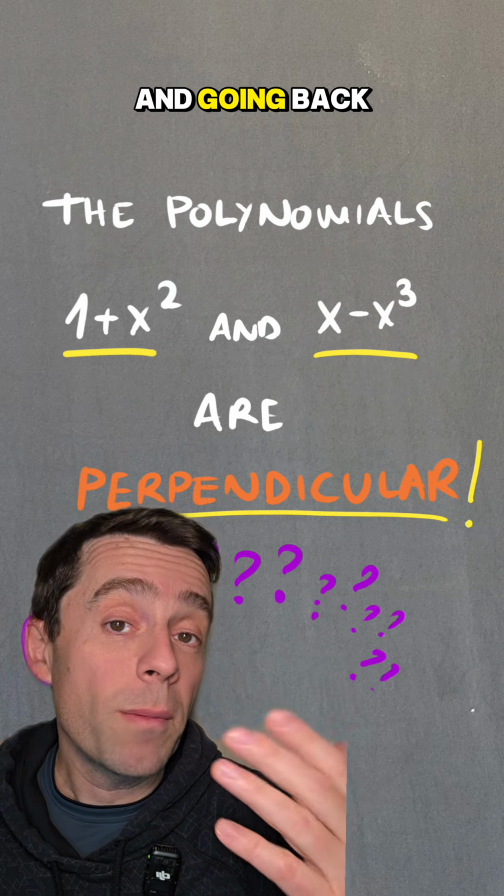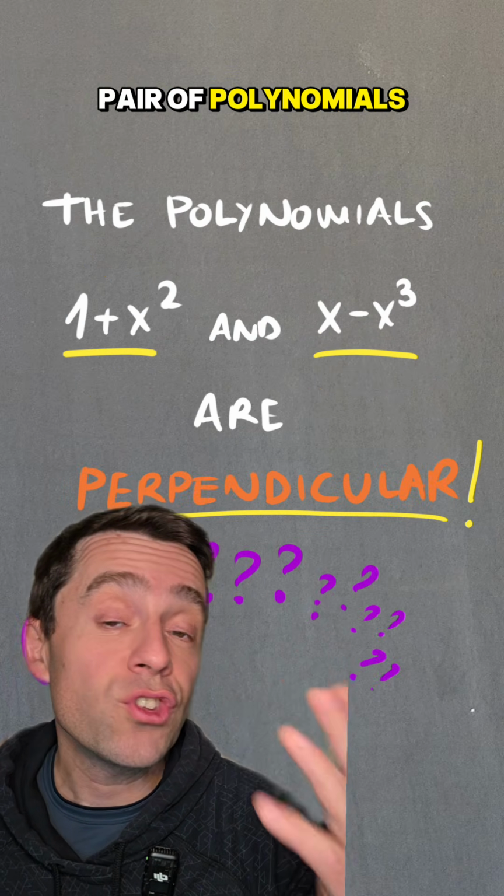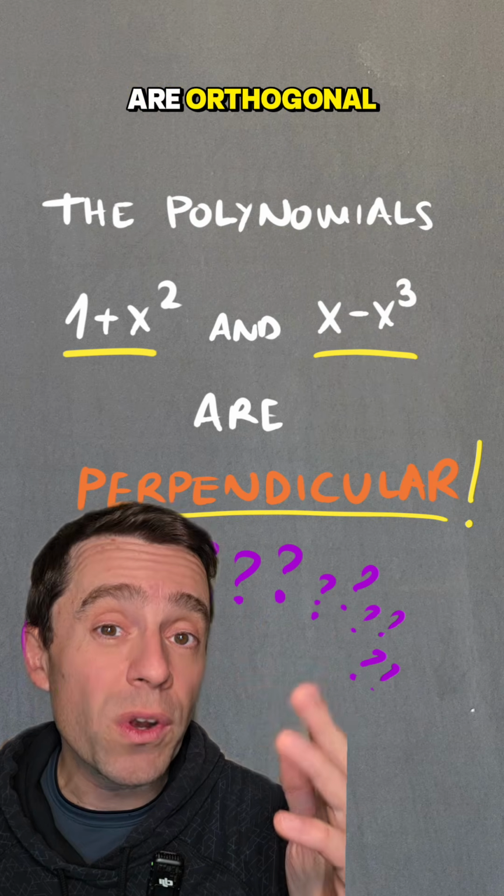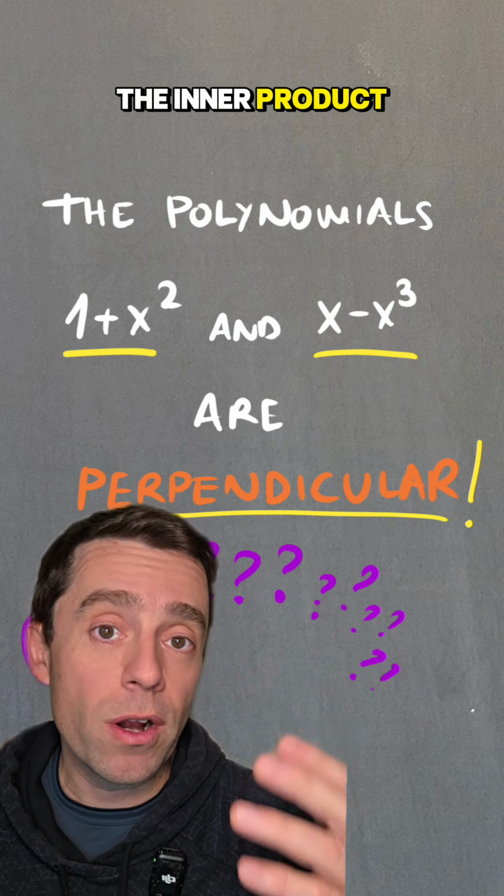So now you can try to find a basis that is orthogonal for polynomials of degree less or equal to 3. And going back to my original pair of polynomials, you can check that these two are orthogonal with respect to the inner product we have defined.